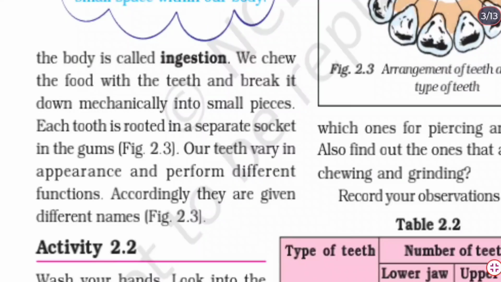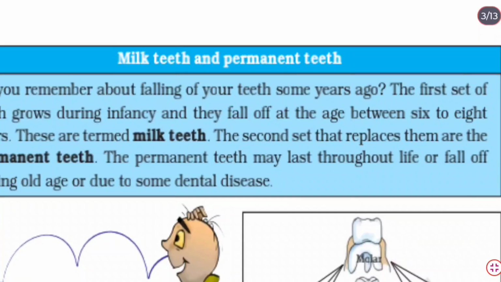Each tooth is rooted in a separate socket in the gums. Our teeth vary in appearance and perform different functions. Accordingly they are given different names. There are mainly two types of teeth, milk teeth and permanent teeth. Do you remember your teeth falling off some years ago? The first set of teeth grow during infancy and they fall off at the age between 6 to 8 years. These are termed milk teeth. The second set that replaces them are permanent teeth. The permanent teeth may last throughout life, or fall off during old age or due to some dental diseases.